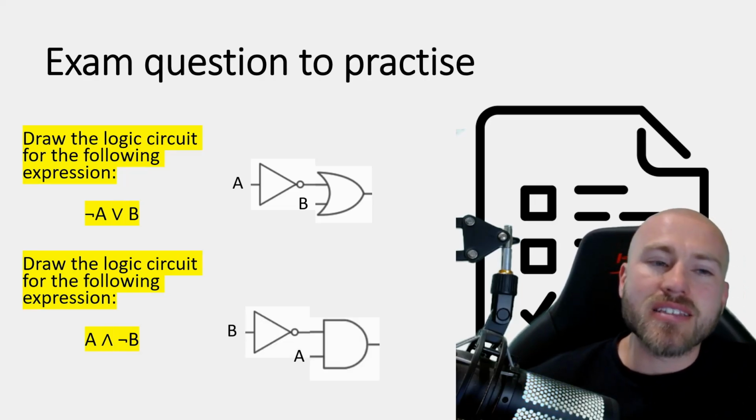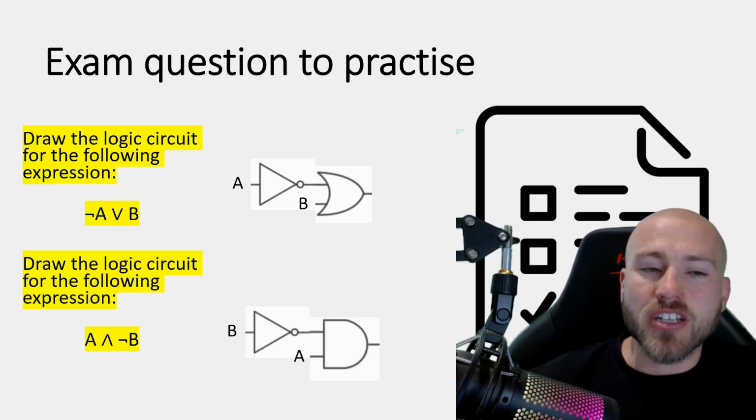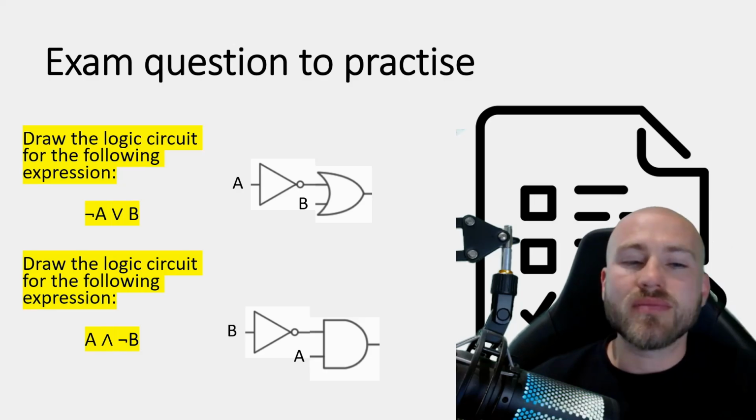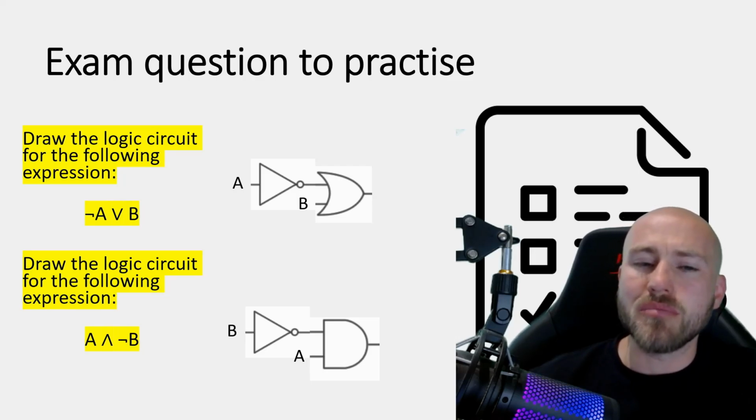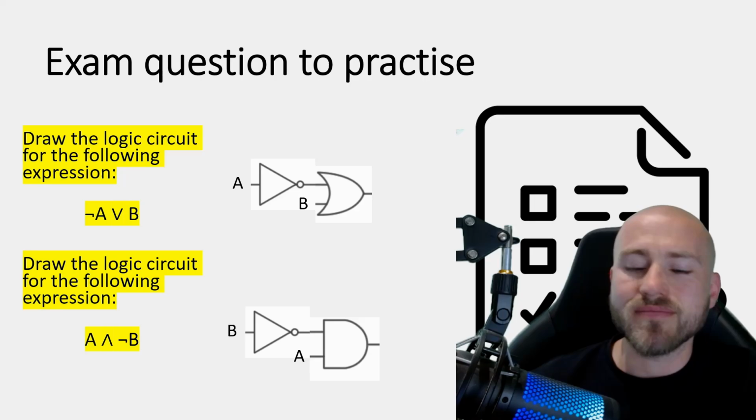And for our second answer, draw the logic circuit for the following expression, not B and A. This is what it would look like. You've got B as the input going into the NOT gate, and then both of those inputs are going into the AND gate. And that's it for this one.